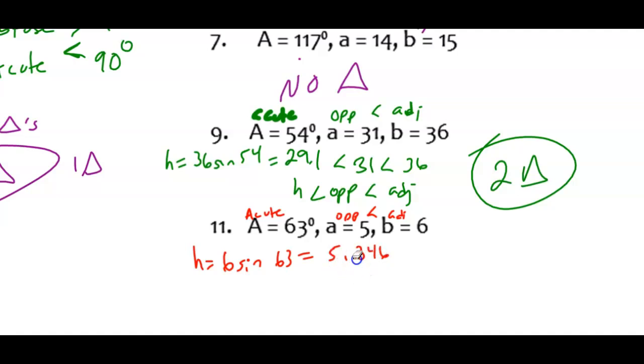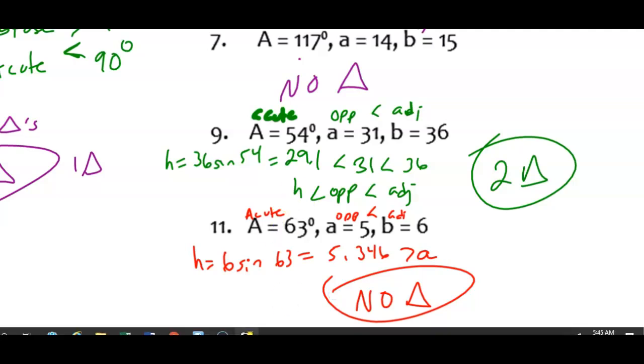So see how this height is greater than the opposite side, greater than A? Well, when this is greater than A, that tells us right there that this is no triangle. Alright, right here we saw that the height was less than A. So that told us 2 triangles. But this time the height is greater than A, so no triangle.